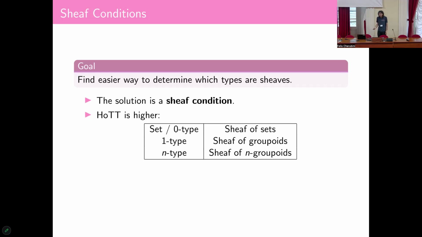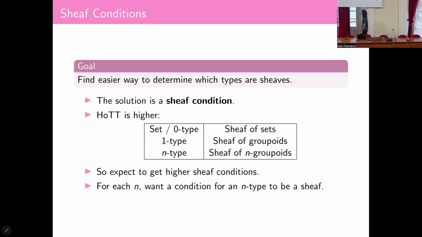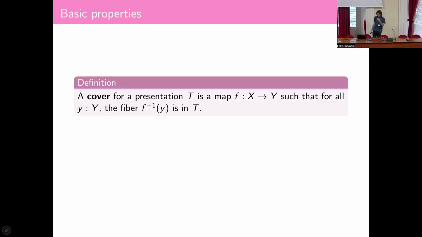Well, okay, we can't really just use a single sheaf condition in HoTT, because the normal one corresponds to sheaves of sets, but you have big sheaves in HoTT that don't correspond to this. So really we need something higher. So for each n, we'd like a condition for an n-type to be a sheaf that is like the sheaf condition.